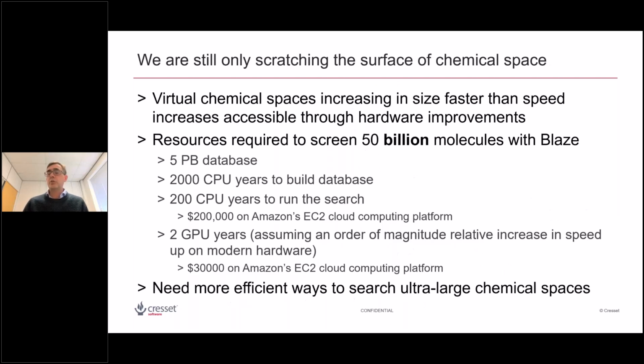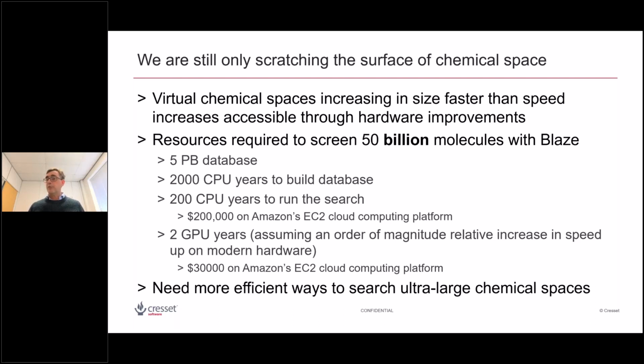However, there really becomes an issue if we wanted to apply Blaze directly to the sorts of large databases that Dimitro was talking about earlier. So Blaze will quite happily search through 50 million molecules. Both we and our customers regularly do that. But if you're now looking at the Enamine REAL collection, you're looking at perhaps 50 billion molecules being available there. That's 1,000 times larger.